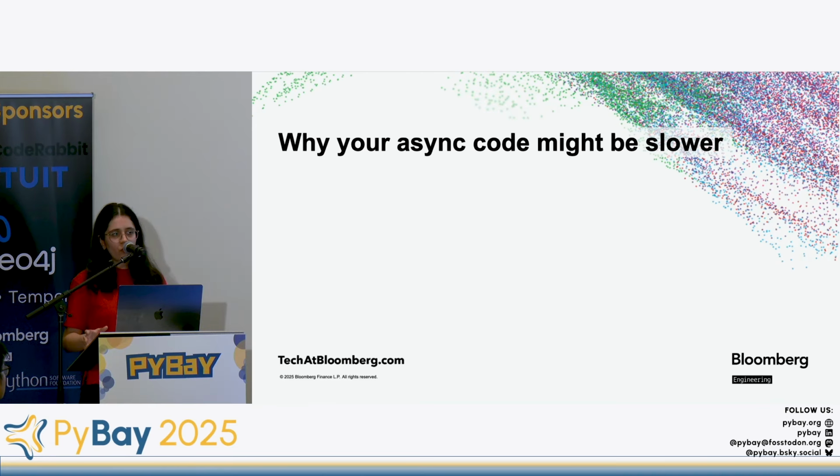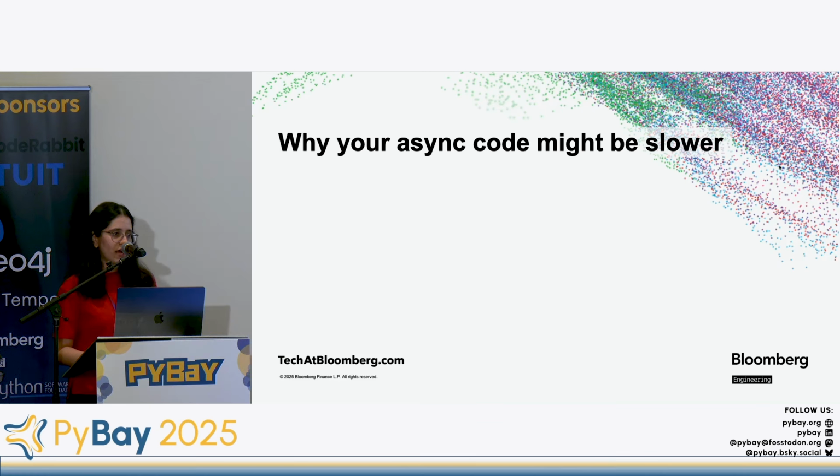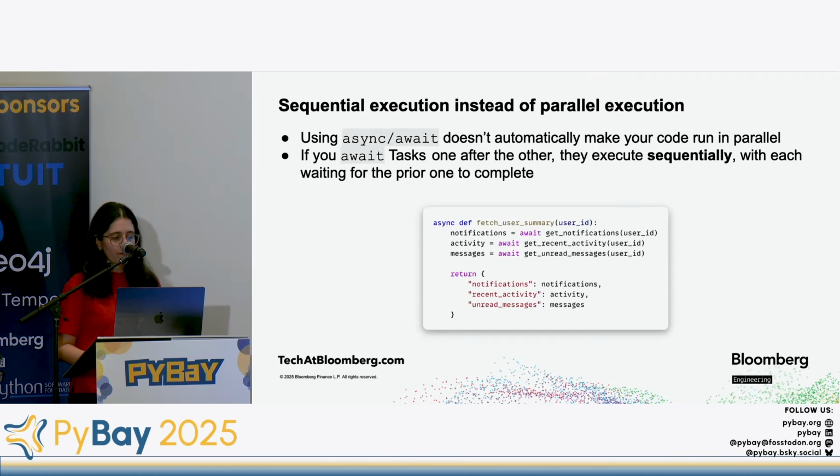So we looked at some of the core concepts and converting a synchronous piece of code to asynchronous. Now we're going to look at some of the common mistakes that you can make while using async code that can actually make your program slower. The first is sequential execution instead of parallel execution. Using async await doesn't automatically make your code run in parallel.